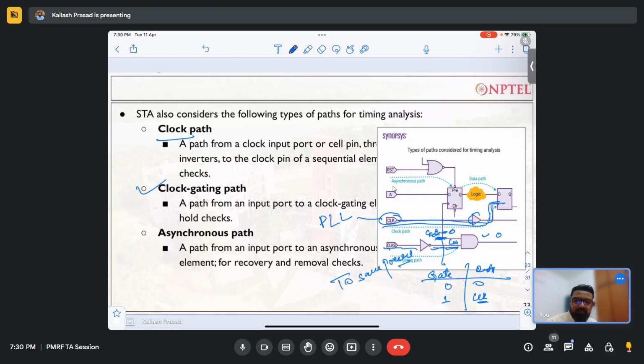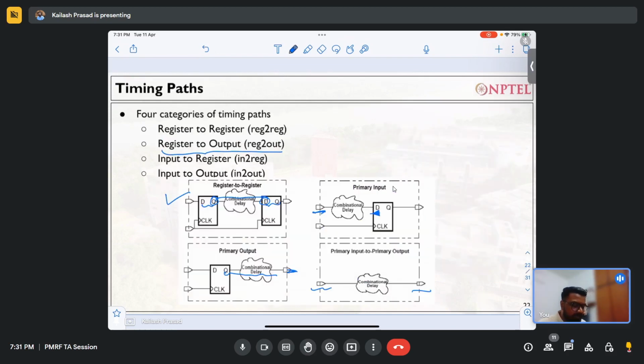The third path is the asynchronous path. Suppose reset is a signal going through some logic and it is just resetting the flops. So there are three kinds of path which we consider for timing analysis: clock path, clock gating path, and asynchronous path. Previously, the four categories of timing paths were R2R, R2O, I2R, and I2O.